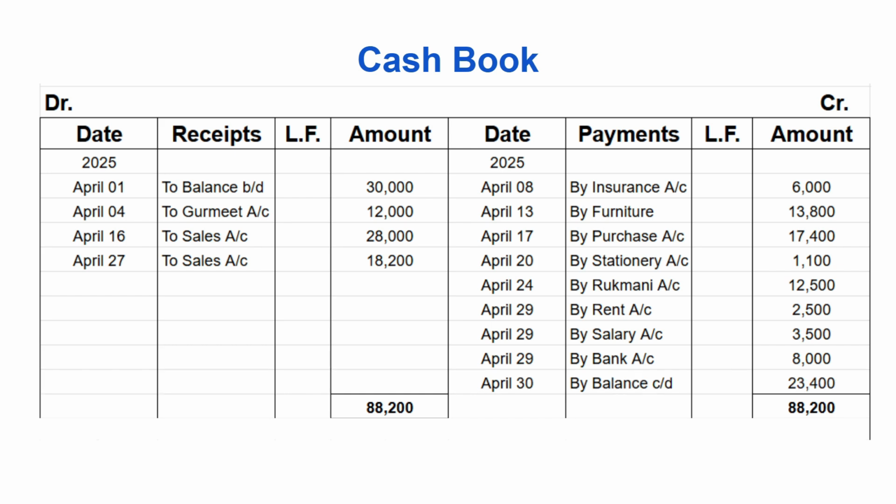So April 30th, by balance carried down 23,400. That is 88,200 total minus all the credit amounts. That is 23,400. And on 1st May, to balance brought down. That is brought down amount 23,400.